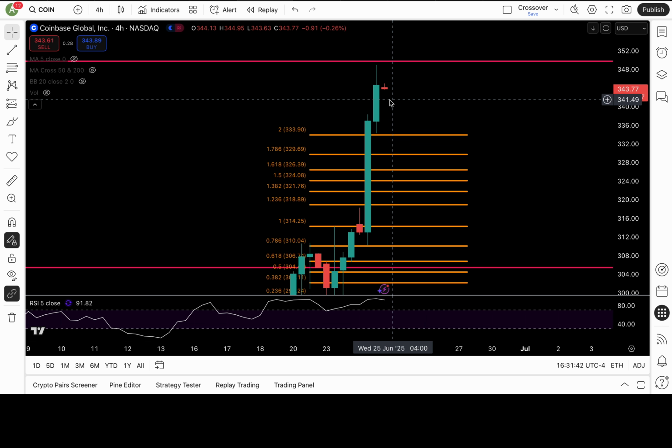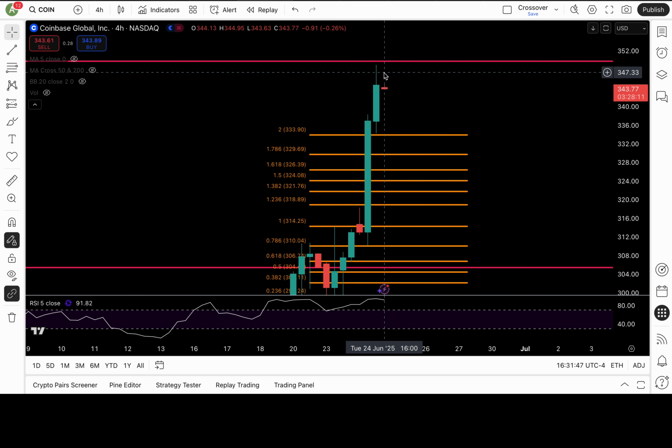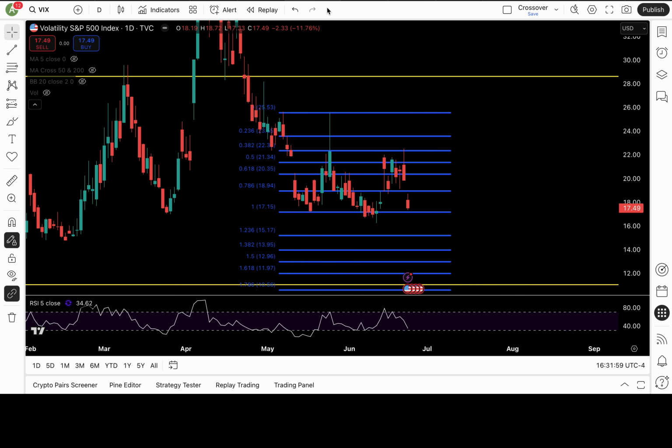But if that is not the case, like I said, I do have resistance levels at 345, 347, 350. 349.6, but we can round it to 350. If it clears, definitely more upside is possible. Does that make sense? Here is the VIX.